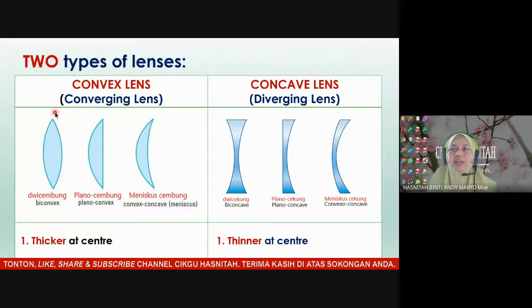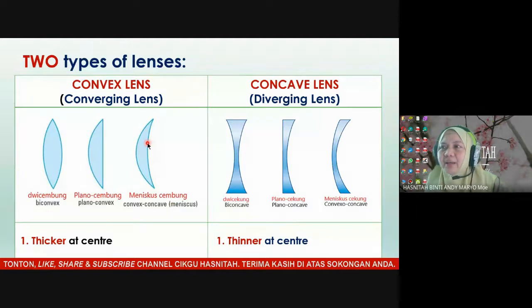All right, students. These are the two types of lenses which you must know very well. Generally, we have convex and concave lenses. These are a few examples of convex lenses. The first one is called biconvex. It has a curved shape on both surfaces. The second type is called plano-convex. Plano-convex has one curved surface, and the other surface is a plane shape. The third shape is called convex concave meniscus.